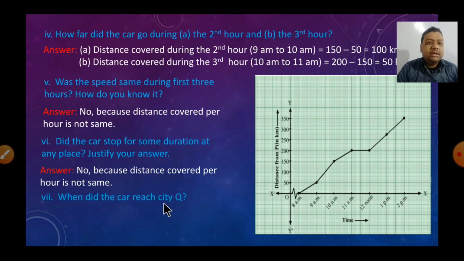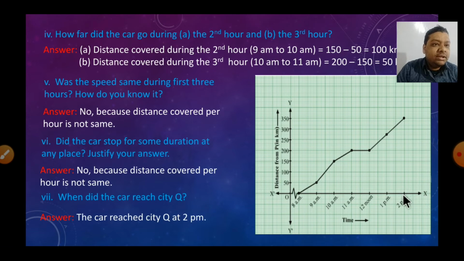Now, when did the car reach city Q? The answer will be that the car reached city Q at 2 p.m. You can see that at 2 p.m. the car reached city Q.